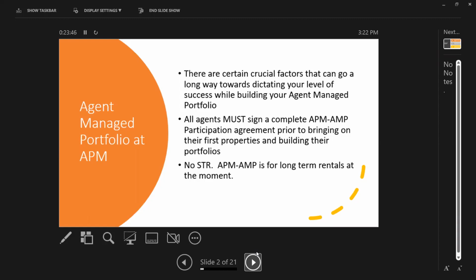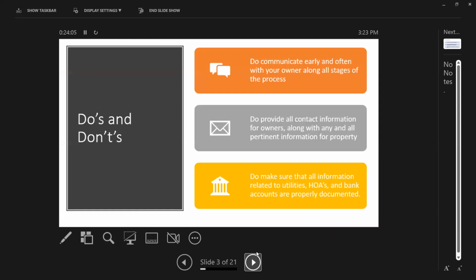And we're discussing right now some of the very basics that we want to get into. So we've covered the crucial factors that we need to address, including the fact that right now we're not doing short-term rentals. So I think that's in a nutshell what we've covered so far. Do's and don'ts.